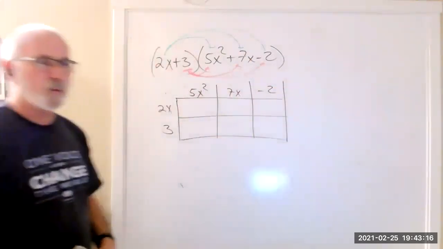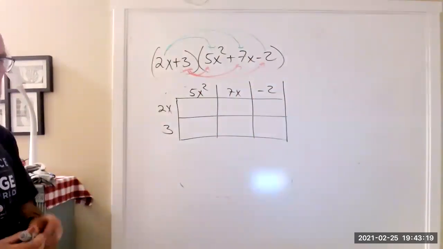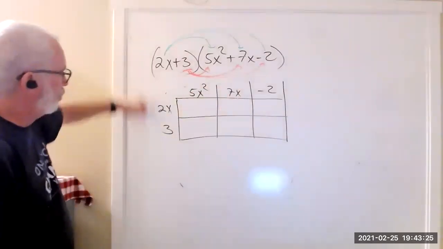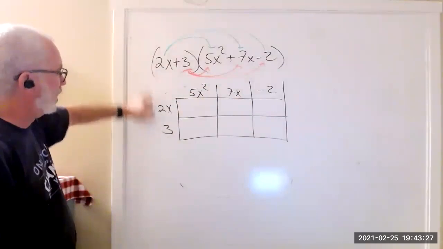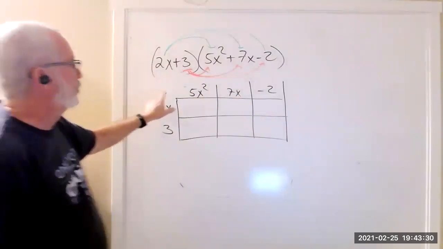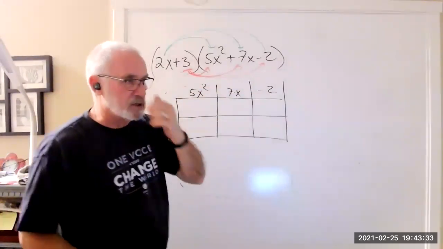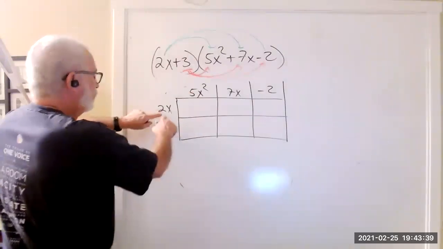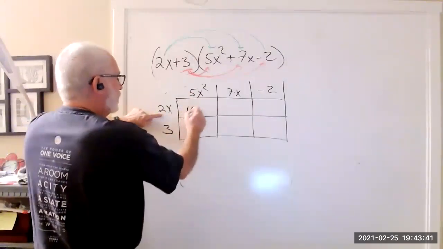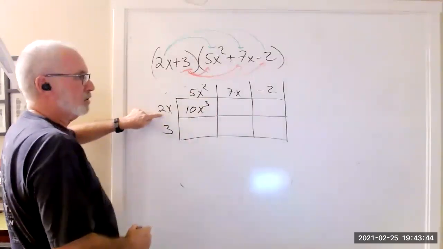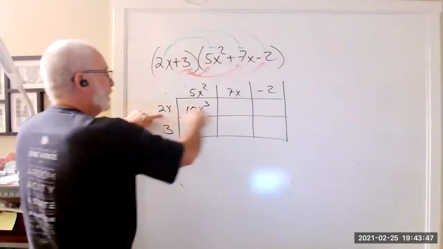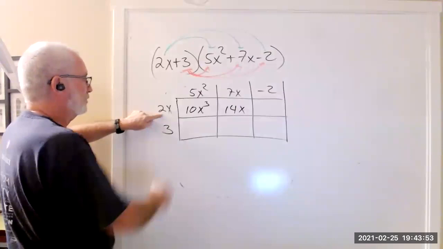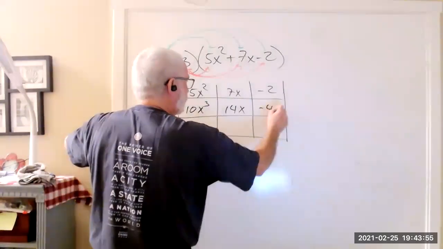A slightly different way of teaching this exact same problem is to build a matrix here, where you put your 2x and your 3 here, and then you put your 5x squared, 7x, minus 2 across the top. And then you do individual multiplication. For example, 2x times 5x squared is 10x to the third. Okay, 2x times 7x is 14x. 2x times 2 is negative 4x.